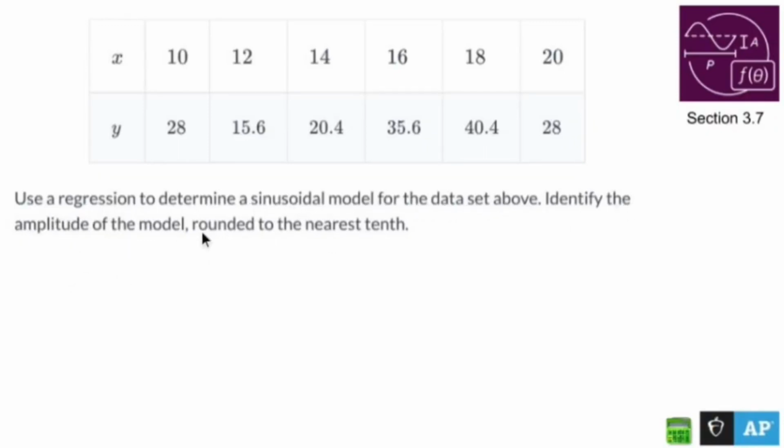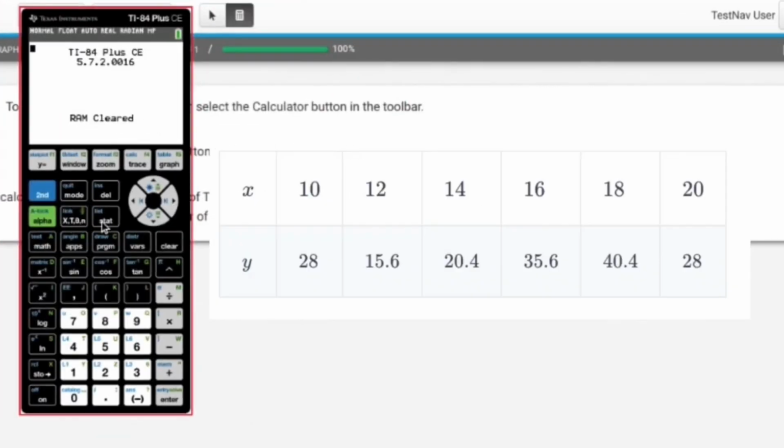Use a regression to determine a sinusoidal model for the data set above. Identify the amplitude of the model rounded to the nearest tenth. So what we're going to do is go off to a calculator. We're going to type this in, do sine reg, and come up with an equation. Once we have an equation, we'll be able to identify the amplitude of that equation just by looking at the function that we're given. All right, boys and girls, let's do sine reg.